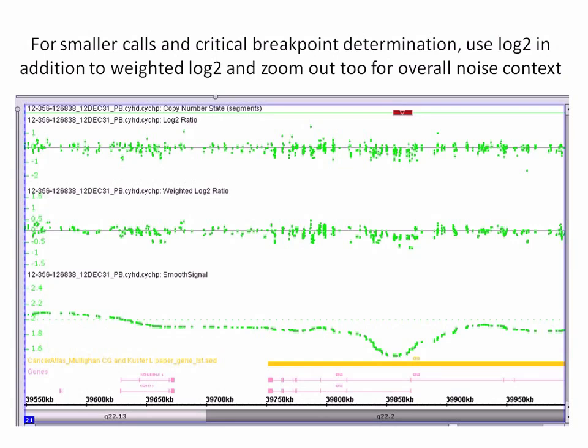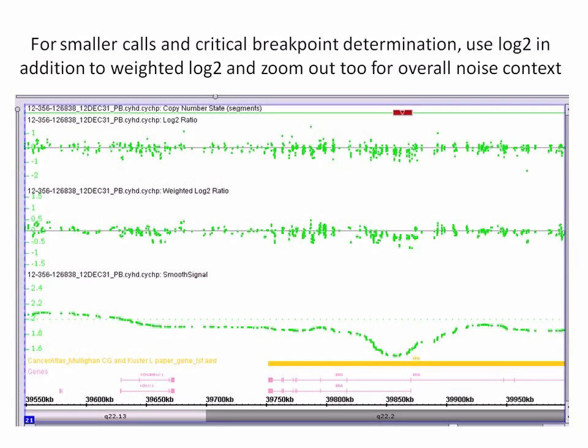I have the ERG gene here, so I might be particularly interested in looking at it, and I might be particularly worried that the software has flagged a deletion here that would hit this exon. But I think it's important, particularly for a small call or for a breakpoint, to look at both the weighted log 2 and the normal, not weighted, log 2 ratio. Because if it's a real call, they should both agree. And when I look at the not weighted, it is just not nearly as convincing. And I think it's also, even though my smooth signal, because my smooth signal is averaging my weighted.